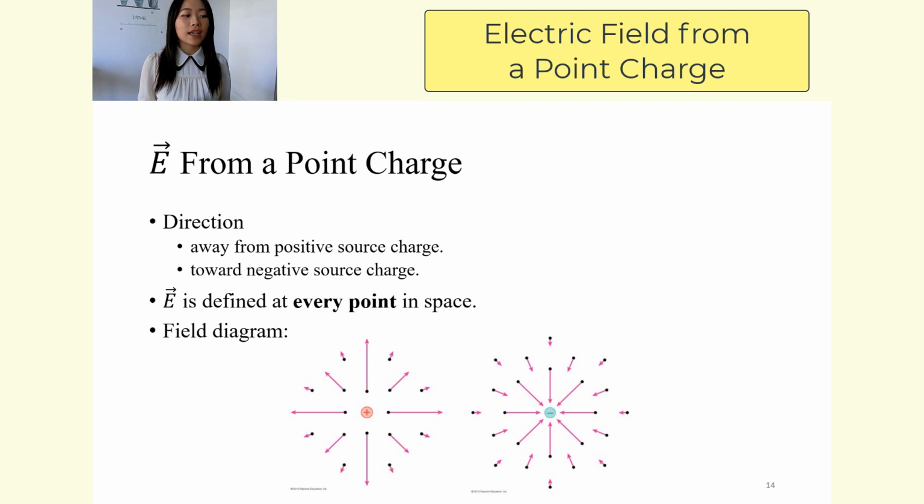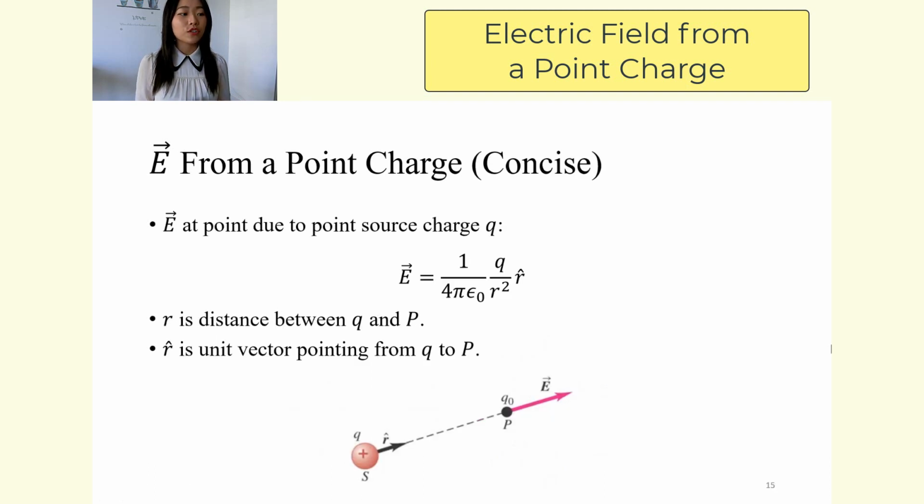Electric field is defined at every point in space. So even though in the figures there are only a few arrows, the electric field is defined at every point, even if we don't put a test charge around the source charge. When the source charge is a point charge, then we can use this equation. The electric field equals 1 over 4 pi epsilon naught times the source charge divided by the distance squared, times r hat, where r is the distance between the source charge and point P, and r hat is the unit vector pointing from Q to P.